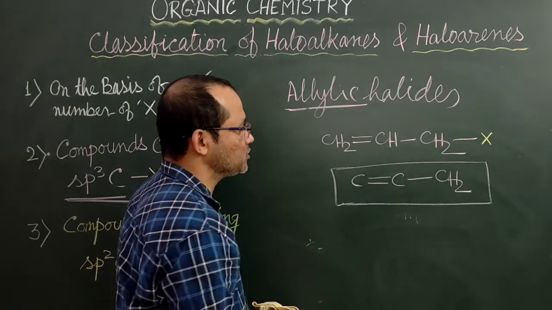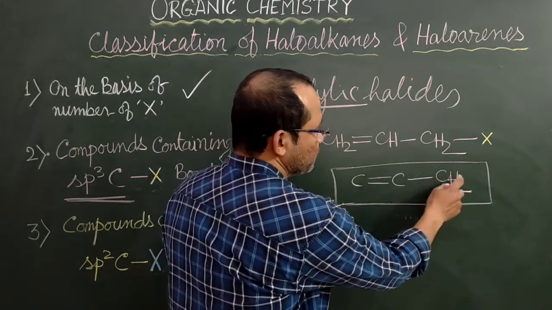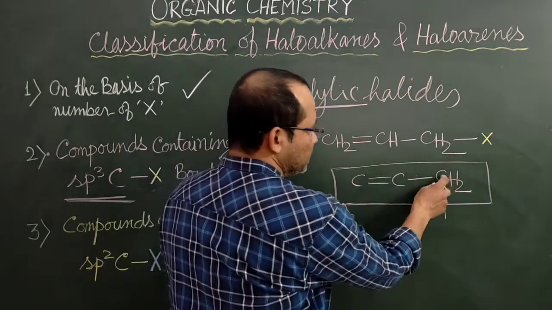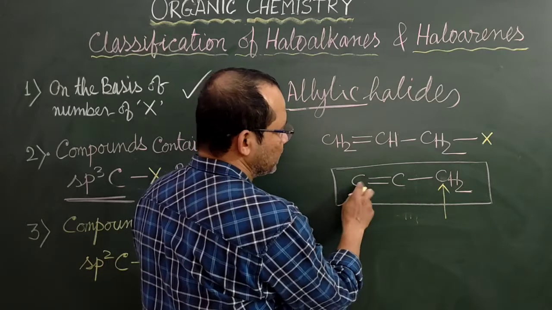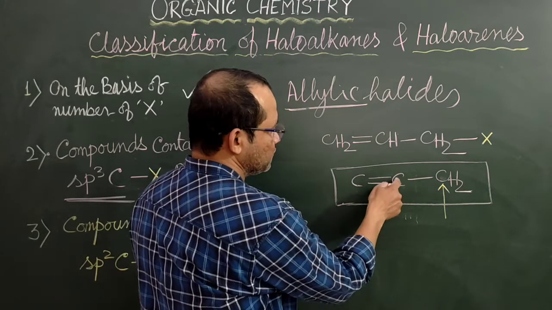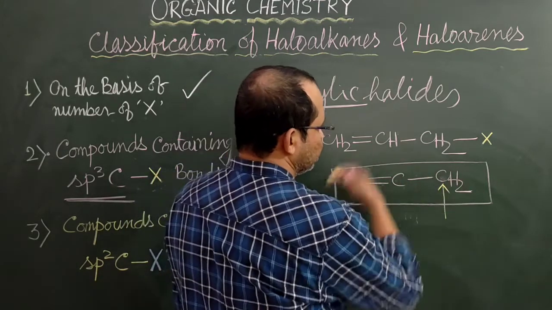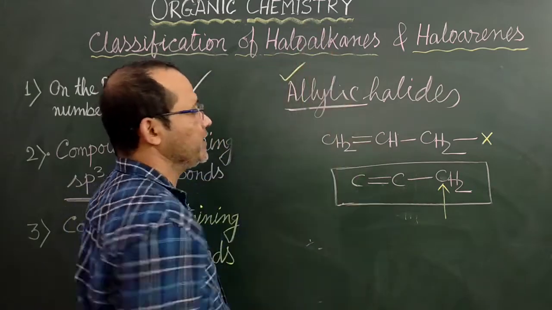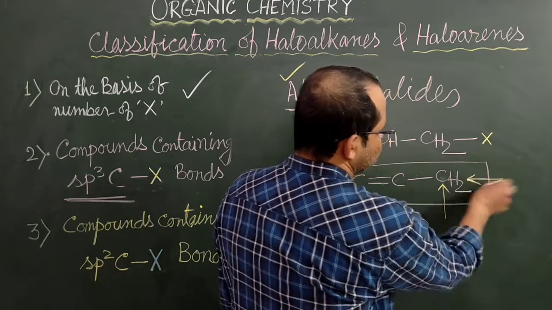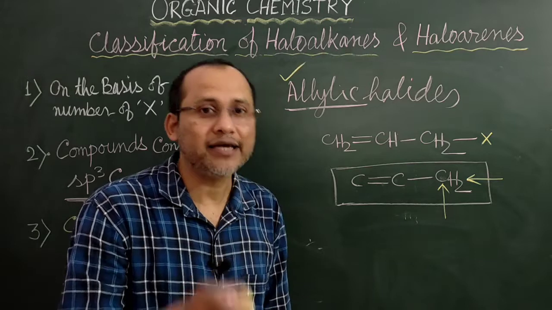Now what is the speciality of this one? Look at this carbon atom. This is CH2. This carbon will contain halogen later on, but if this carbon is directly linked to one carbon-carbon double bond, or this one is linked to this which is double bonded with this, then this type of environment is known as allylic, and this allylic group if contains one halogen here, then it will be termed as allylic halides.